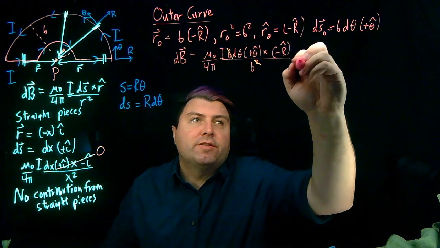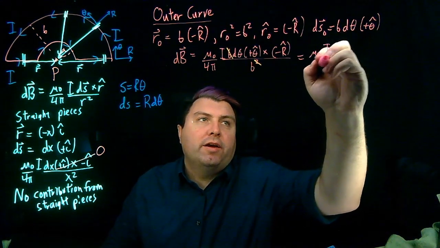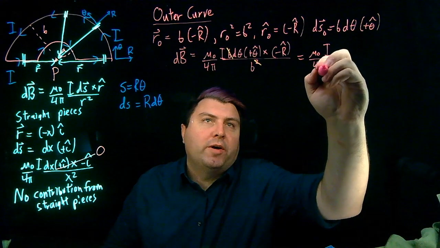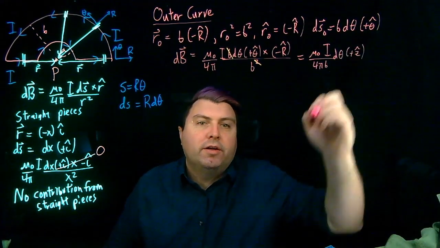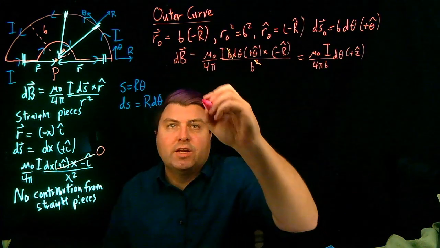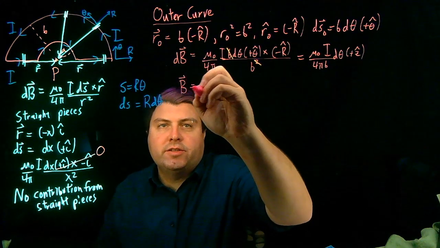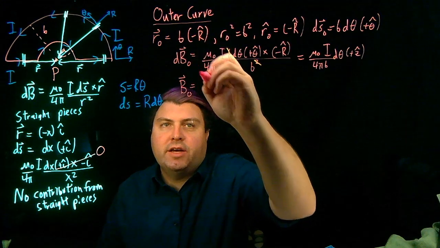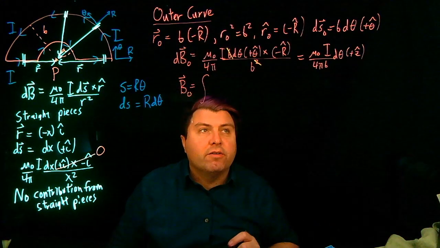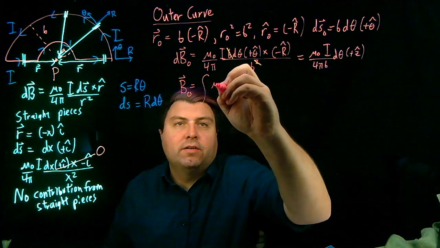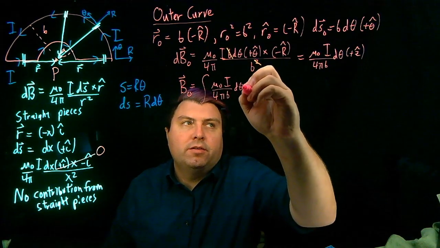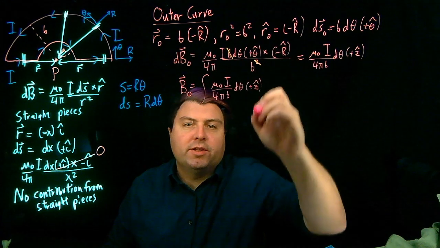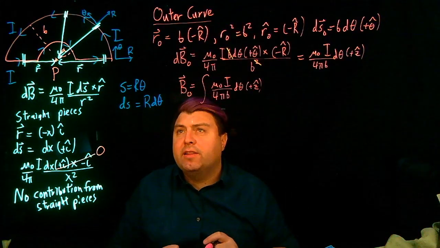So we get from this mu naught I over 4 pi b d theta in the positive z hat direction. Our next thing to do is to find the magnetic field from this outside, and that's then an integral of mu naught I over 4 pi b d theta plus z hat. So we need to find the limits.